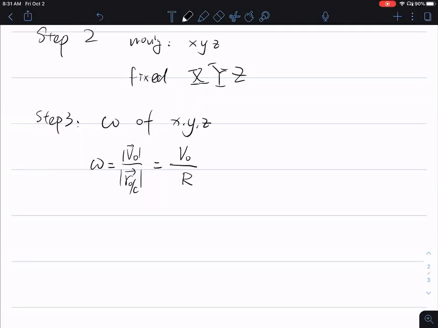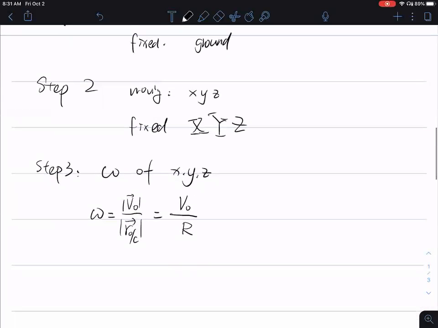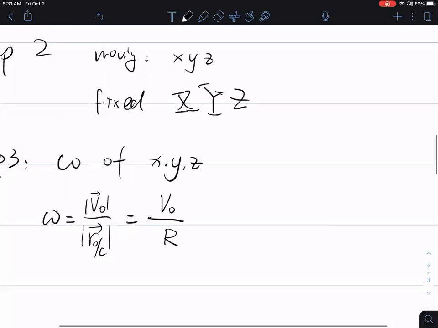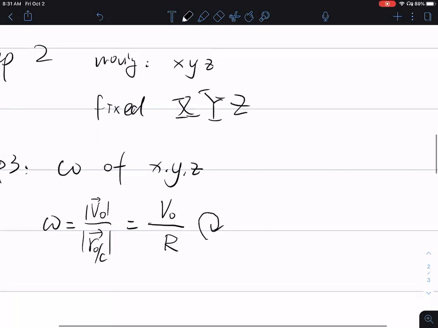Okay. So this is how I would find omega. I will use the instant center method, which is easier. Omega equals speed of any point on the rigid body divided by the distance from that point, which in this case is point O, to the instant center, which is point C. So R of O/C is the distance between O and C, which is R in this case. And remember, this disk is moving to the right, so it is clockwise rotation, as we defined. Clockwise is negative, so omega equals negative v_O divided by R.